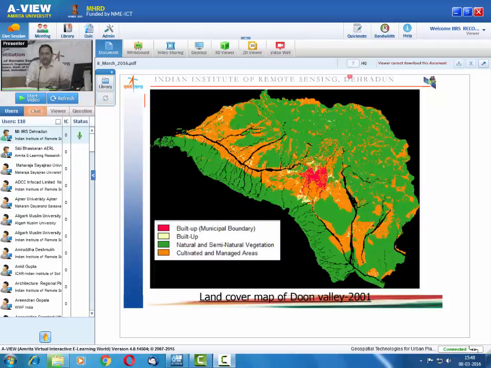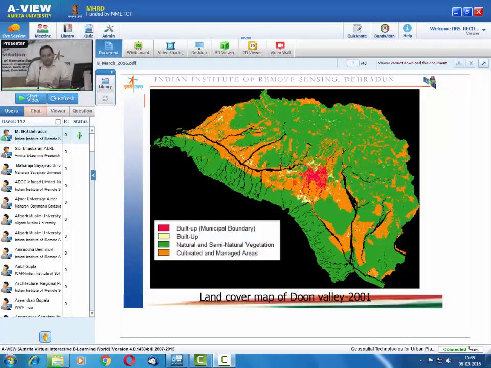So using a Landsat 3 image, we produced a land cover map of Doon Valley using the 5 classes which I discussed earlier on. So you can see this is the built up municipal, that means area lying with built up area lying under the Doon urban agglomeration, which we will call now as DUA, as an acronym, right? So this is the area lying inside the DUA. These are built up areas which are lying outside the Dehradun urban agglomeration.